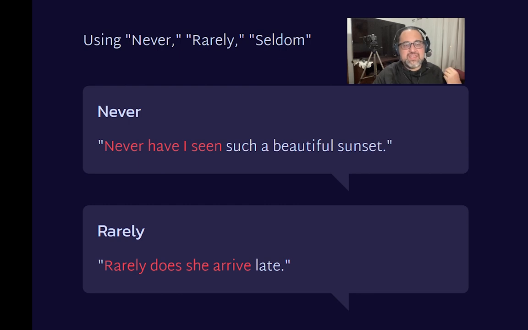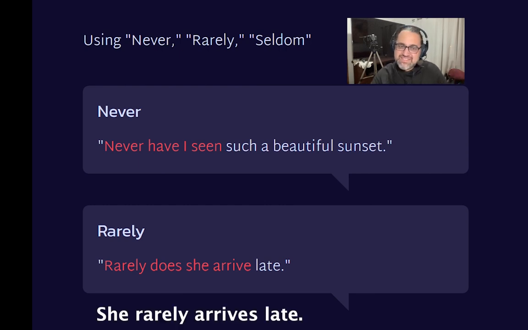As you can see, the standard sentence should say, she rarely arrives late. But when you invert it, you don't say arrives anymore because you are using the auxiliary verb. That's something important to remember. So since you are using the auxiliary verb in present, you just say does, and then you omit the s from the original main verb. And you get something like this. Rarely does she arrive late.